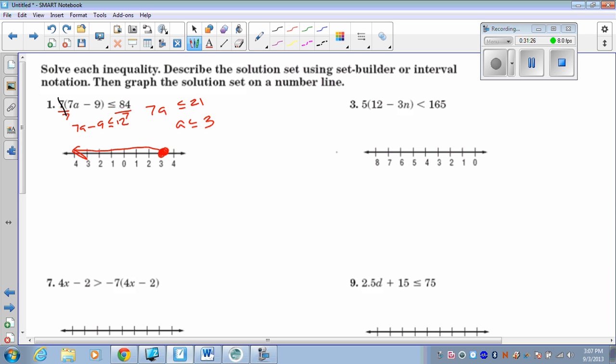Okay. Same thing over here. I think it's a little easier if you divide by 5. You could distribute. Well, you know what? Let's do it this time. They get you the same answer either way. That's going to give you 60 minus 15n is less than 165. Subtract 60 from both sides. You get negative 15n is less than... is that right? I'm sorry. Less than 105. Whoops.